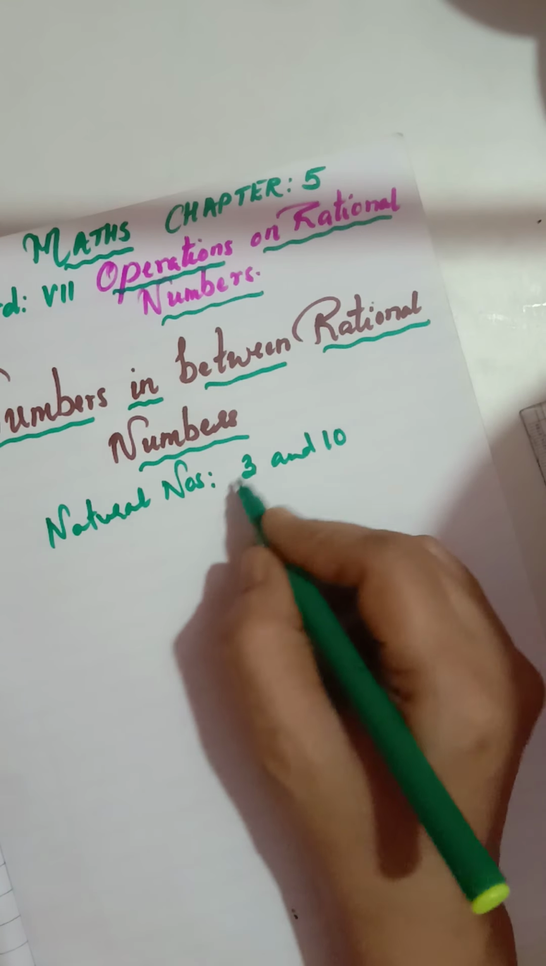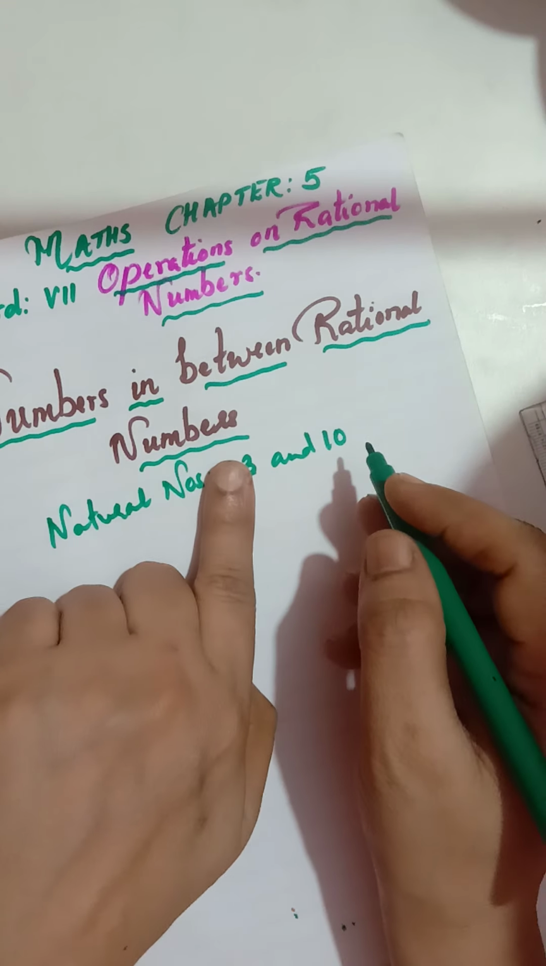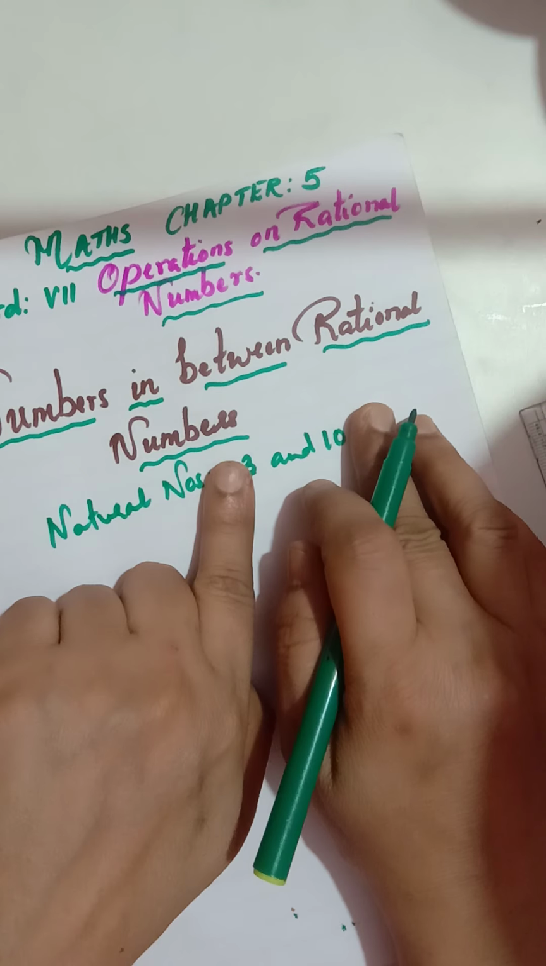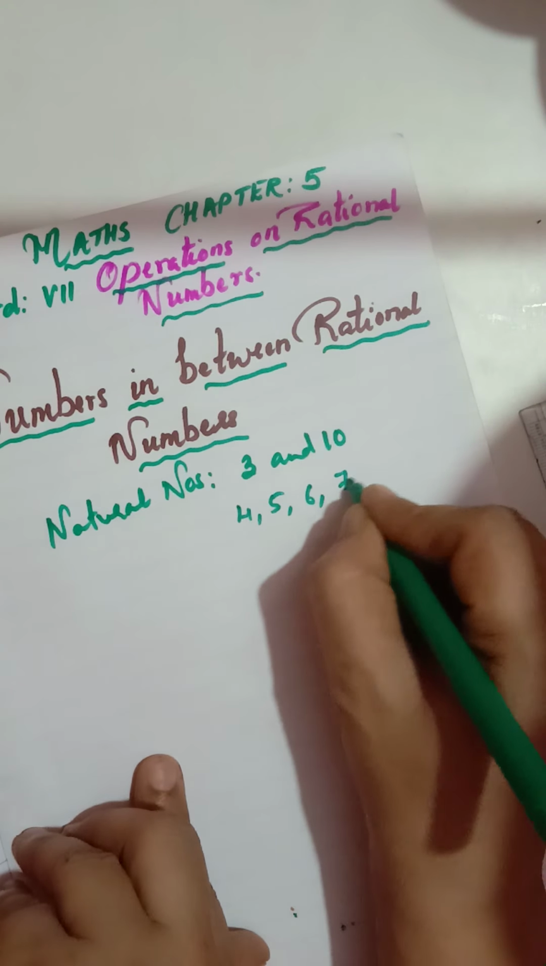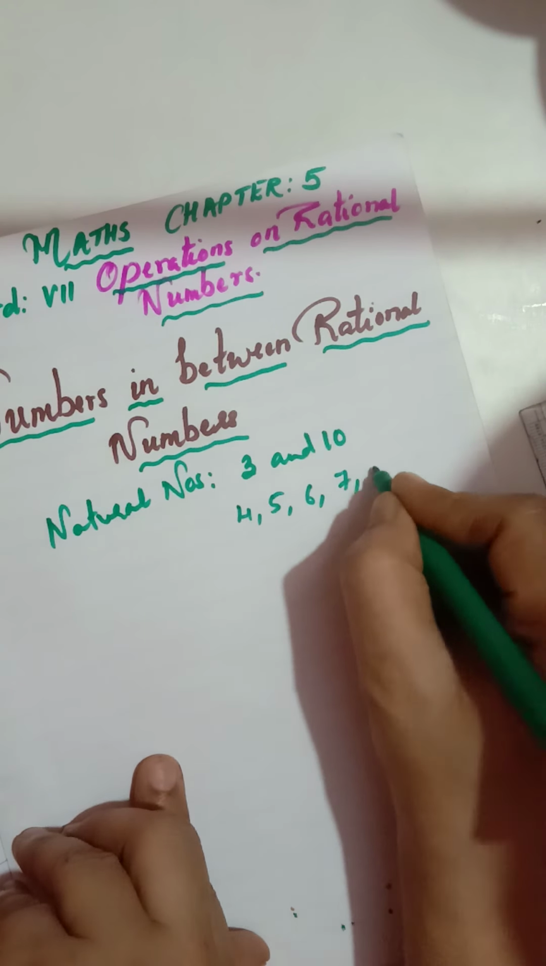Then what will you write? Between, so you are not going to take 3, and you are going to exclude 10 also. So it will be 4, 5, 6, 7, 8 and 9. Always remember children, whenever numbers are asked between, the initial number and the last number you are not going to include.